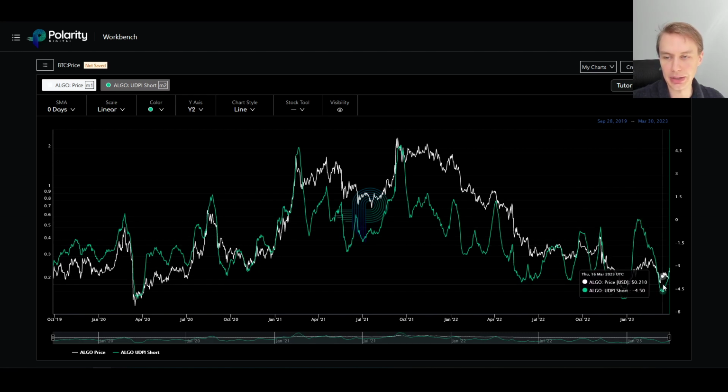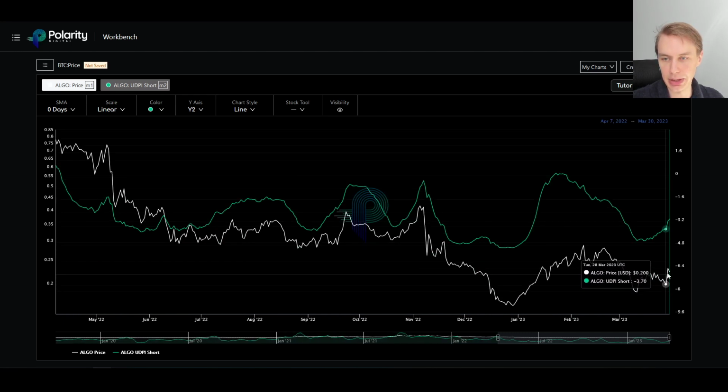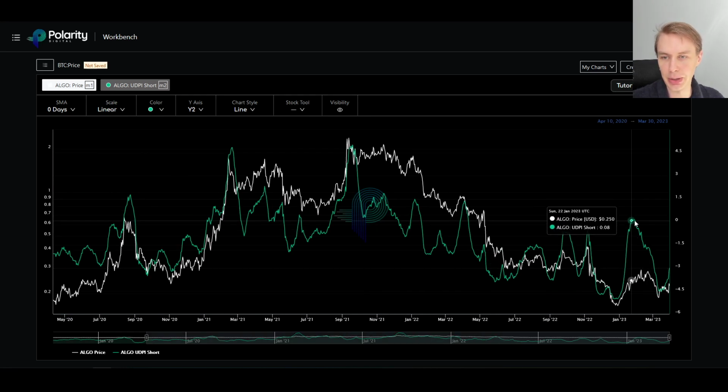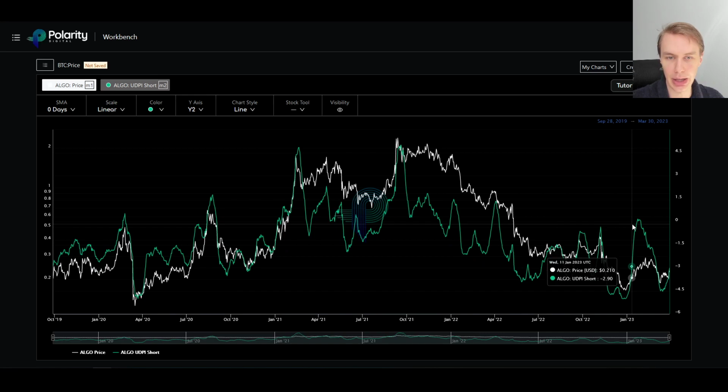And so I think there's actually a decent reason to believe that this rally could keep moving forward if the market remains bullish. And if it does, those are the places I'd be looking for on the short-term UDPI to think that we might be hitting the local top of whatever rally that might be. So that's the shorter-term outlook from the short-term UDPI's perspective for ALGO.